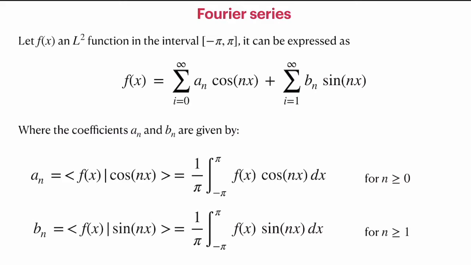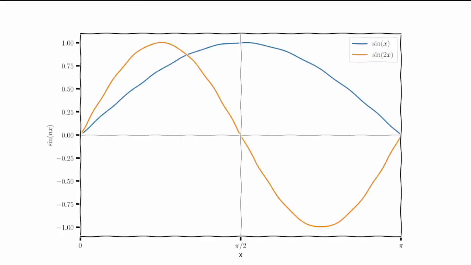That is, an is equal to the dot product of f of x with cos nx, that is expressed as an integral from minus pi to plus pi of f of x into cos nx dx for n greater than or equal to 0. n equal to 0 corresponds to the constant or the mean of the function in the interval. The coefficients bn are given as the integral from minus pi to plus pi of f of x sin nx dx for n greater than 0.